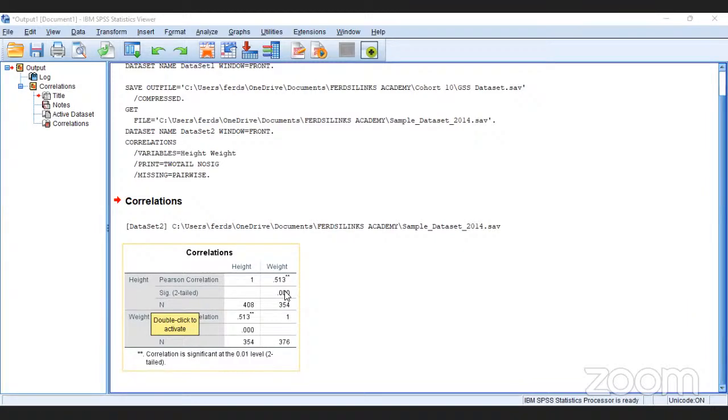So if you look at this table now, we have the significance value, which is 0.0000, meaning that first, there is a significant relationship between height and weight. Do you get it? The relationship between weight and height is significant. Second, the relationship is positive. Third, we have a correlation coefficient of 0.5, and based on the scale, this is considered a moderate relationship.